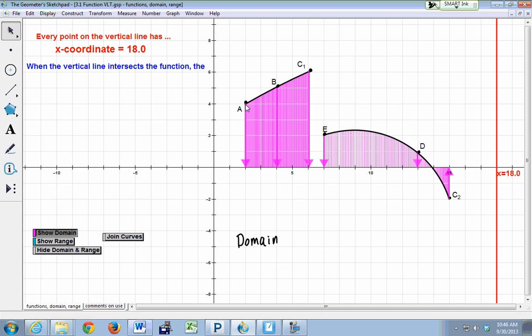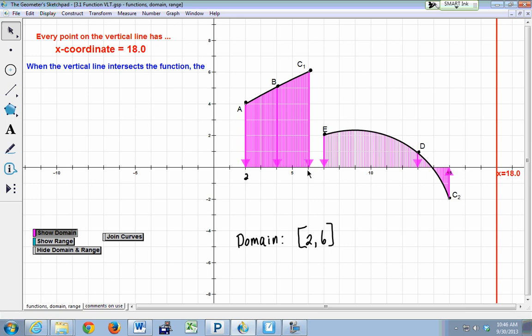Let's see. Here's the first point. We come down. That is 2, right? So the first, your domain is always an interval that goes along your x-axis or your horizontal axis. So we start with 2. And then, Ben, where do we go up to? 6.